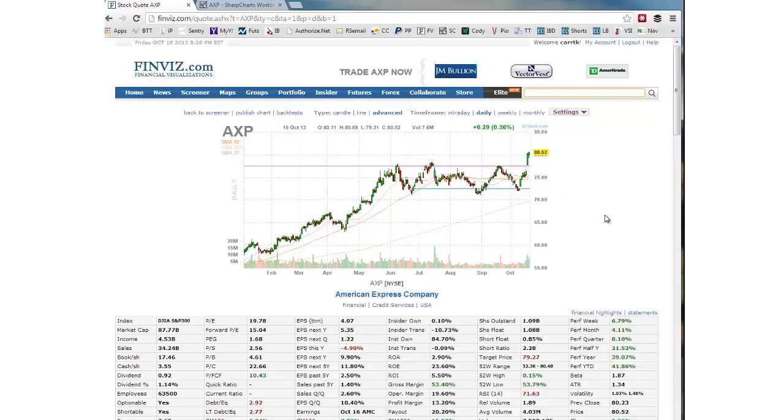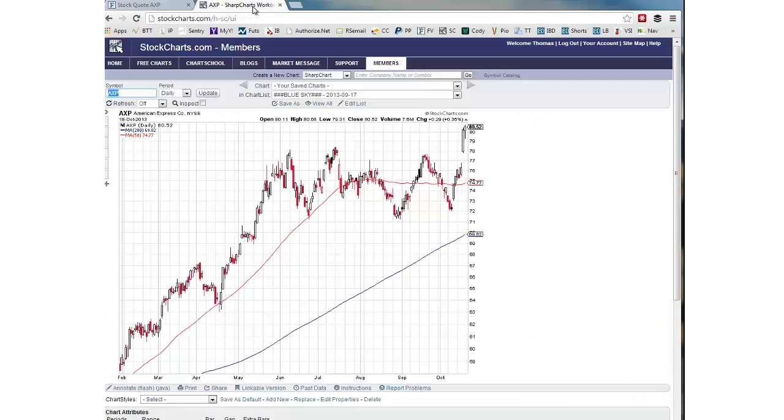Now, where is your target on this? Your target is very easy to calculate. You simply take the horizontal resistance line and subtract the horizontal support line, and you get the measured move within the rectangle. You add that to the former resistance line, and you get your target price. Let's take a closer look at this AXP chart, and you'll see what I'm talking about here.